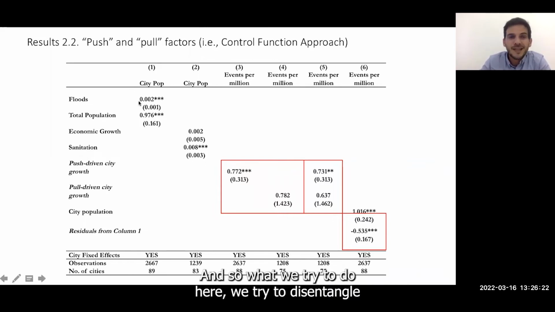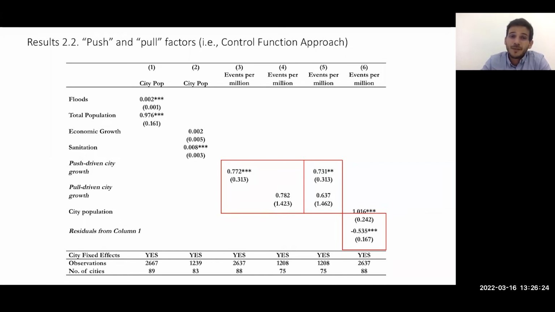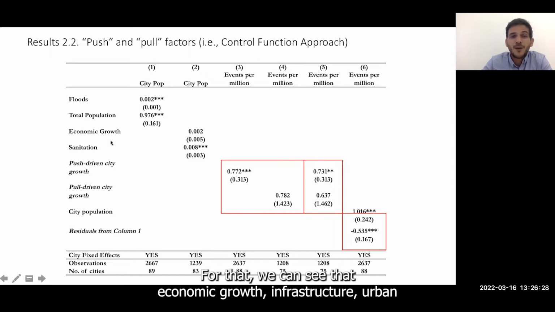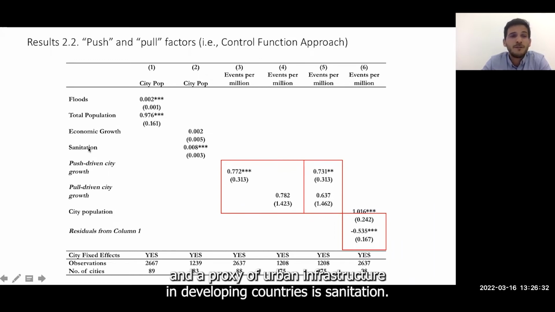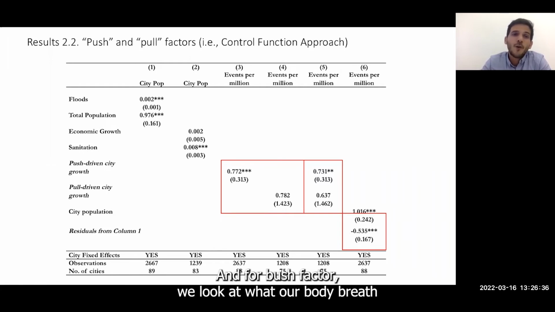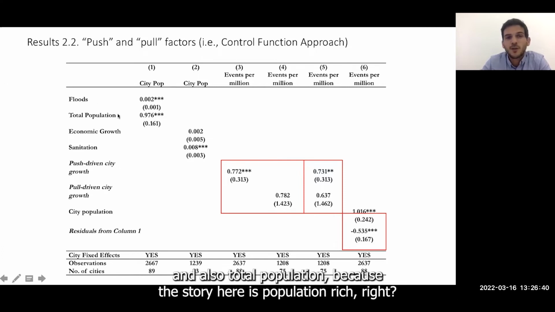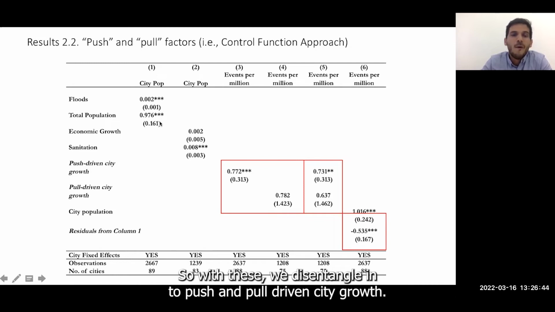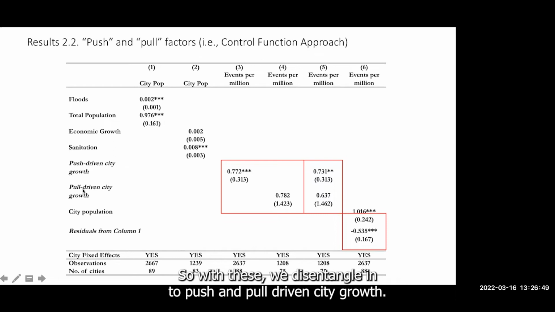We try to disentangle city population into pull factors. For that, we consider economic growth and infrastructure. A proxy of urban infrastructure in developing countries is sanitation. And for push factors, we look at floods, our variable of interest, and also total population, because again, the story here is population pressure, right? So with this, we disentangle into push and pull driven city growth.